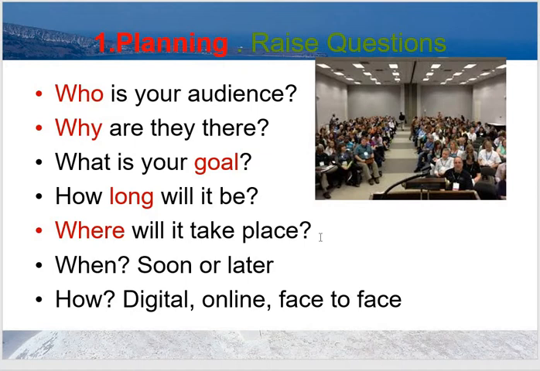Where will it take place? Will it be in a seminar hall, in a conference room, or does it have a rectangular table or round table or H-shaped table? When would it be? Would it be soon or late? If it's tomorrow, obviously you should start its preparation right now. If it is after 3 months, you can start its preparation later on. How will you present? Would it be digital, online, or in face-to-face mode?